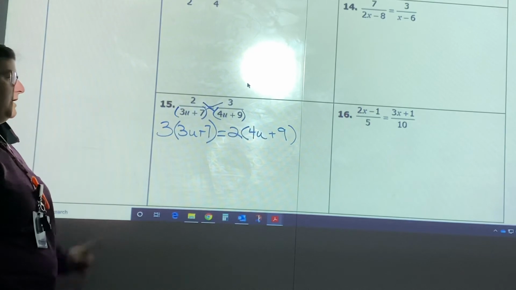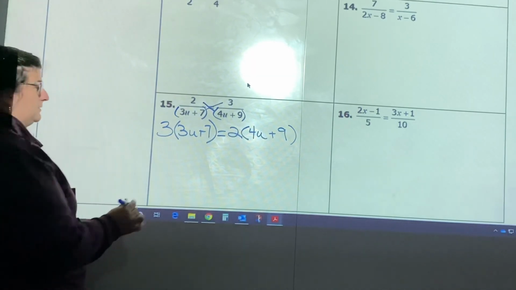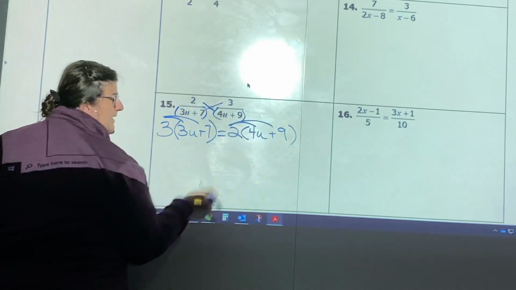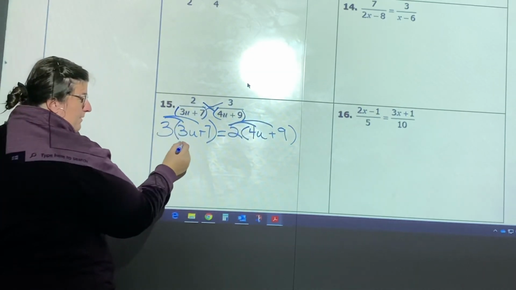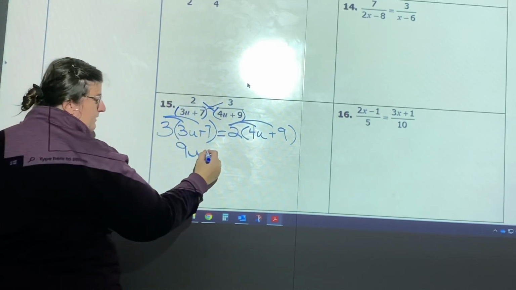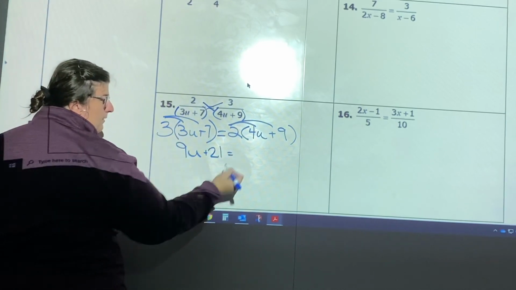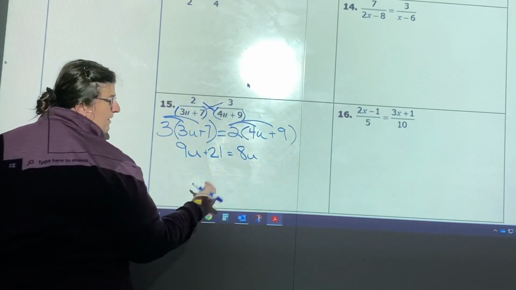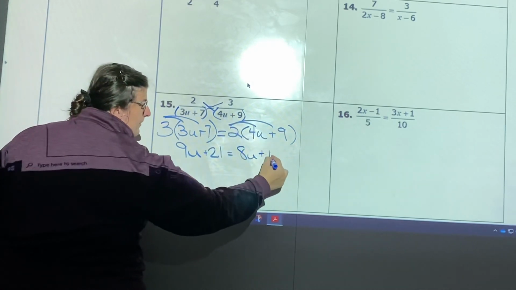All right, now we're going to distribute on both sides. So I'm going to take this 3 and distribute it in here, and this 2 and distribute it in here. 3 times 3 is 9. Bring my u along. 3 times 7 is 21. 2 times 4 is 8. Bring the u with it. 2 times 9 is a positive 18.